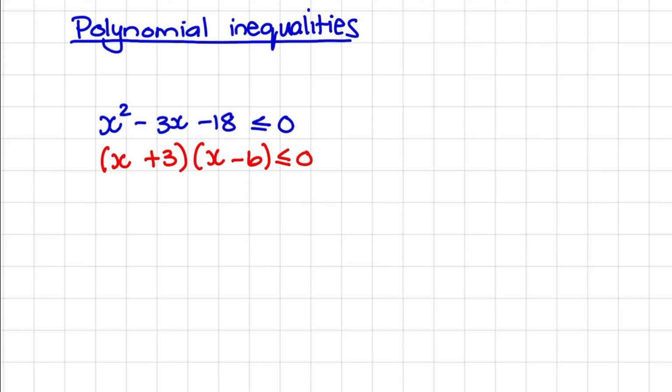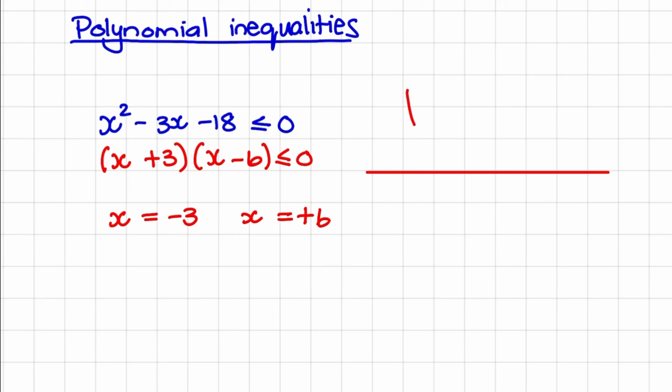And the reason why we want to factorize this trinomial is to find values of x that will satisfy the equation of x squared minus 3x minus 18 equal to 0. So if I take each of these brackets and I set them equal to 0, I have x equal to negative 3 and x equal to positive 6.